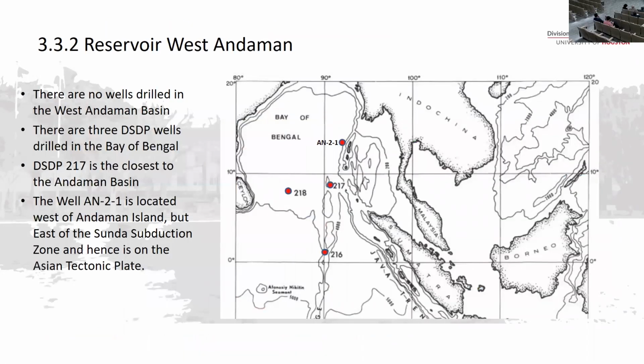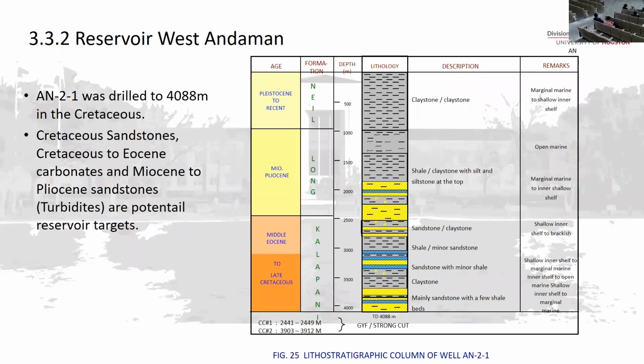However, there are some wells that are nearby. There's 3 deep sea drilling program wells drilled in the Bay of Bengal. 217 is the closest. It gives us some indication what the reservoir potential might be. There was also a well AN2-1, which is actually drilled on the west side of Andaman Island, but it's on the Asian plate, so it's theoretically not in the West Andaman Basin. It's in the East Andaman Basin, but it does give us some indication of what's going on. And this is that well right here. So again, we see potential for reservoir, we see potential for seals, probably potential for source rock as well.